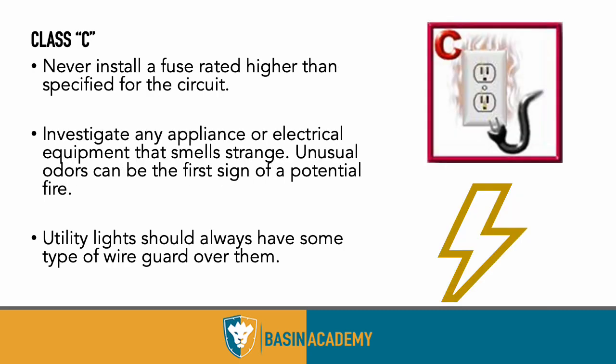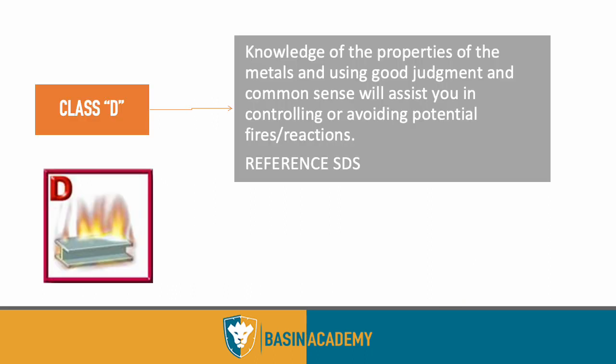For Class C, never install a fuse rated higher than specified for the circuit. You should investigate any appliances or electrical equipment that smell strange. Usually unusual odors can be the first sign of a potential fire. And utility lights should always have some type of wire guard over them. For Class D, you should know what kind of metal you're working with. Check the SDS. Make sure you understand if it is a flammable or combustible metal.